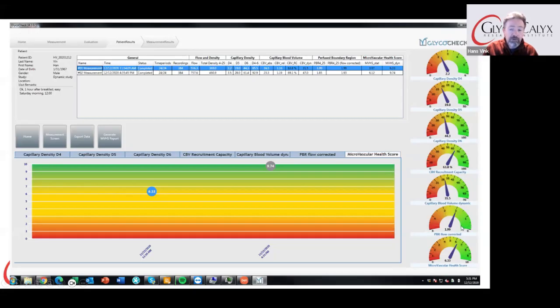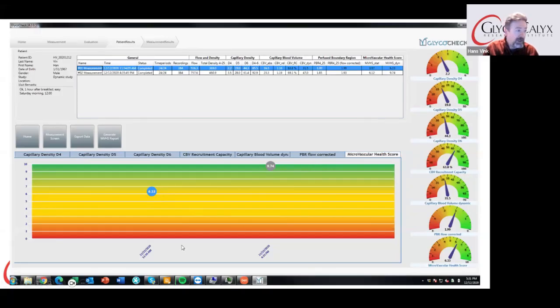Then, as an overall score, we calculate what's called the microvascular health score. You take your capillary blood volume, so the higher the better, and divide it by your level of glycocalyx damage, that PBR value. Again, the lower that value, the better. That gives you an overall score, typically ranging between 0 and 10, so the higher, the better. The higher score tells you more capillary blood volume and a smaller level of glycocalyx damage.